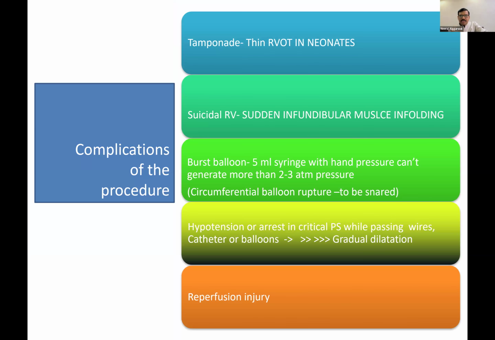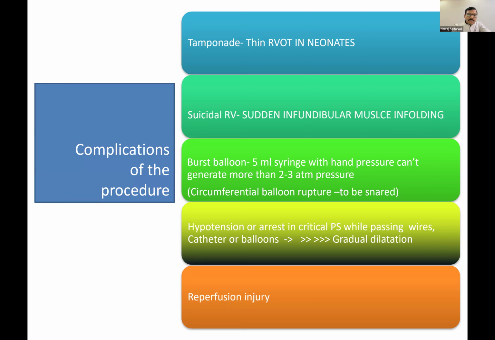Tamponade, I have seen a few tamponades, mostly thin RVOT, and always whenever I'm desperate to cross the valve with a straight tip. Even with Turbo 2.5 straight tips, I have caused tamponade in newborns. Thin RVOT in newborns is the main reason. Suicidal RV, sudden infundibular muscle enfolding: give volumes and beta blockers, and give some time to the RV.